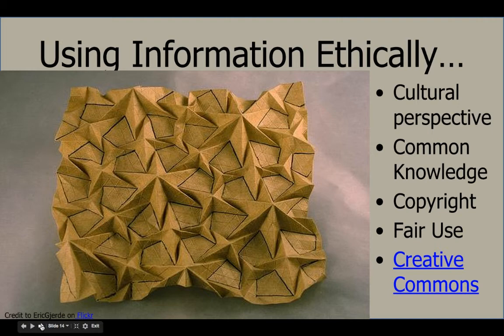Anyone that puts on what they've created a CC symbol has given permission, with other kinds of rights protected, for others to use their materials. So the link on this slide leads you to the Creative Commons website. Lots more to learn with that, but we're going to just get you started with thinking about that.